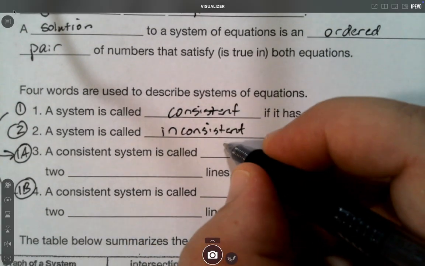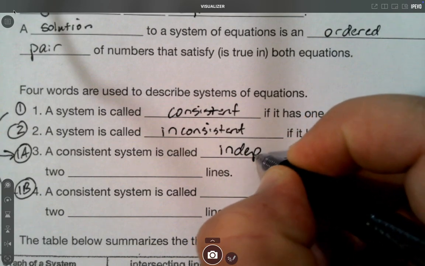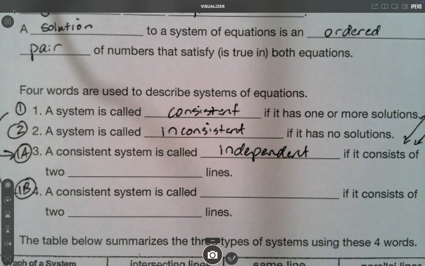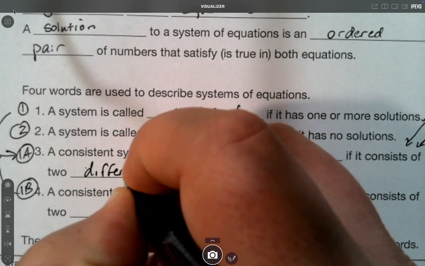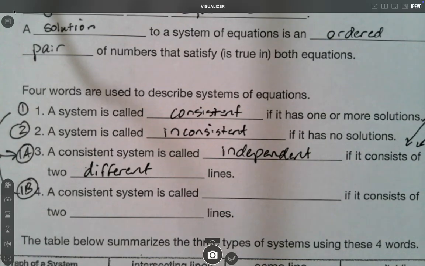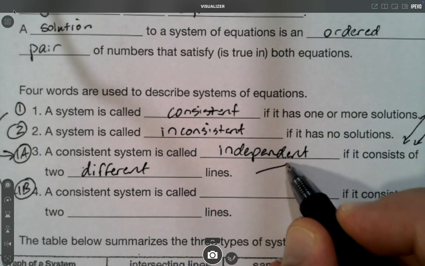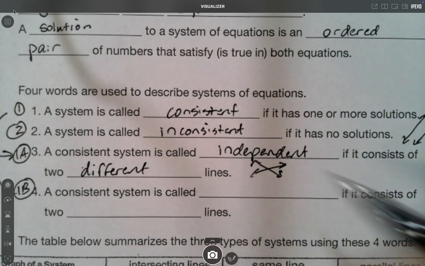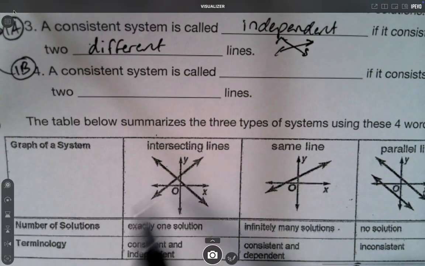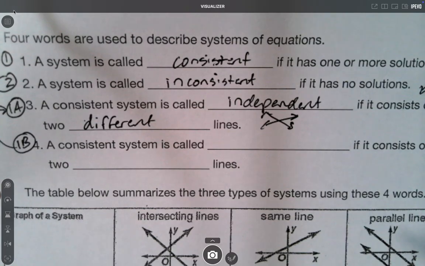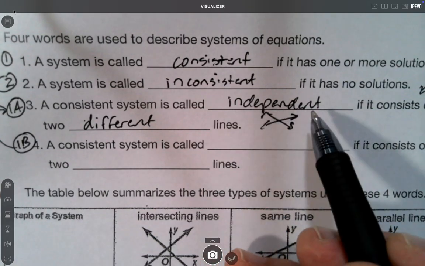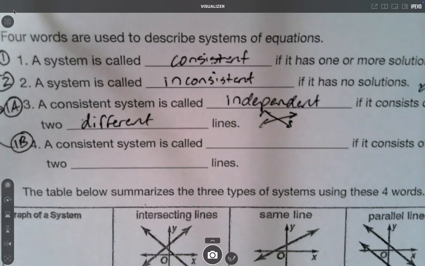So it's called independent if it consists of two different lines. And that's what will result when we have two different lines. It may not be shaped like this, but the point is they meet in exactly one place. So it looks something like this picture down here. Two different lines, they meet at one point. So that is a consistent and independent set. Independent because they're different from each other. They don't depend on each other.